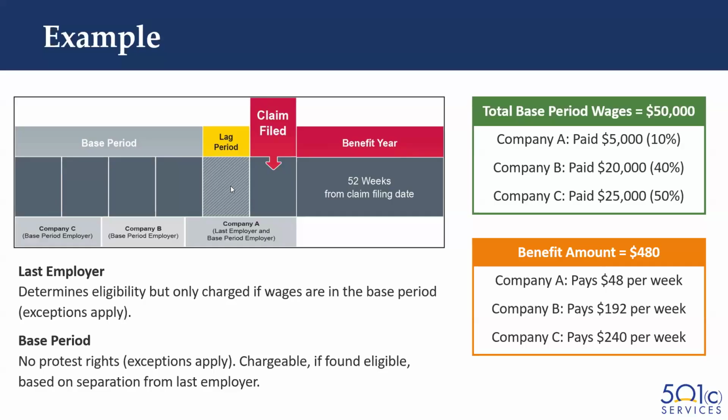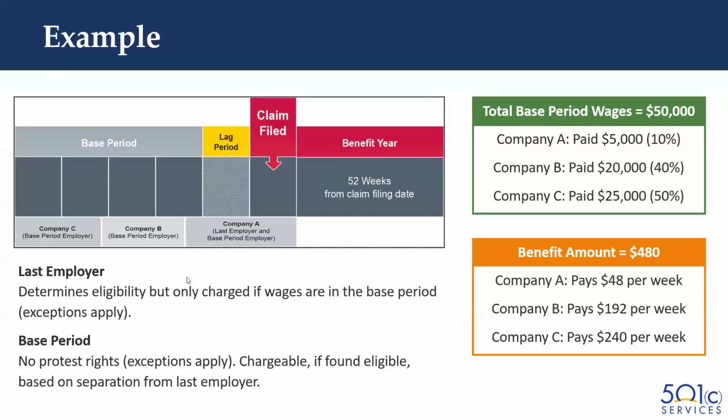So Q1 here is going to be that lag quarter, that yellow lined out section to the left. Your base period is going to be this grayed out 4 boxes to the far left. And for this example, we're going to say it's calendar year 2025. You can see that there are three companies here. We've got Company A. Company A was the company responsible for separating them, why they filed the claim. But you can see that their employment extended all the way back to the base period. So Company A is going to be a last employer and a base period employer. Company B and Company C are going to be base period employers only.